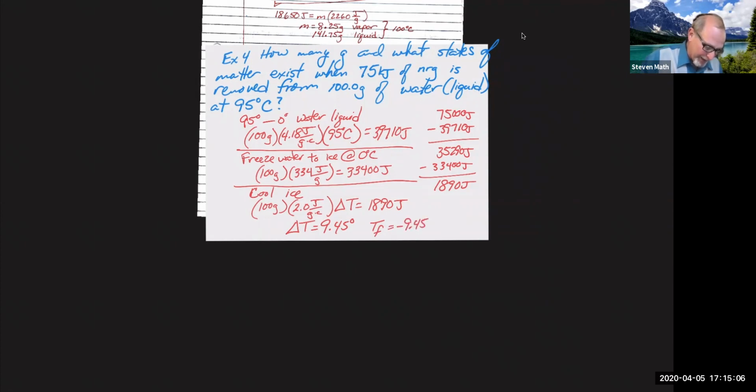And what states do we have? We have solid ice. I don't care if you say ice or say solid, but that's what we have. So this is a classic problem where we kept removing energy and cooling it off and cooling it off until we get a final temperature of negative 9.45 degrees Celsius. You have a certain amount of energy, and how much do you end up with? What state of matter do you end up with when you're done with it?